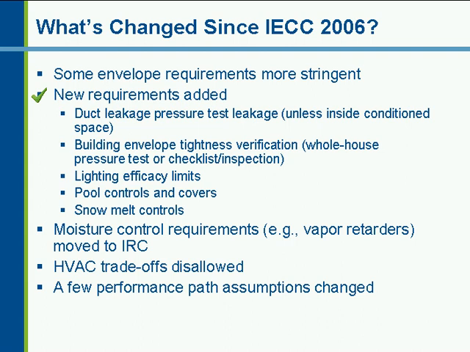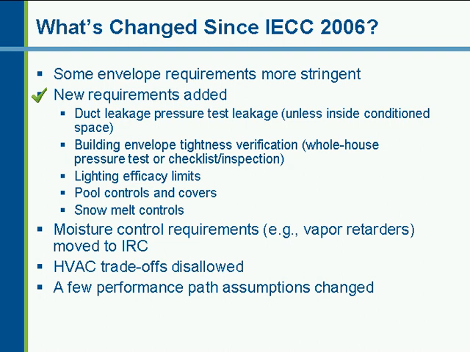There is a requirement new in 2009 for pressure testing of ducts in buildings. Unless the ducts are completely inside conditioned space, there's a requirement that they be pressure tested to make sure that the sealing requirements have been met. There are some similar new requirements related to envelope air sealing. You can either test the whole house with a blower door, do a pressure test, or there's a fairly extensive checklist that must be inspected bit by bit by the code official. And the builder can choose either way to go there.